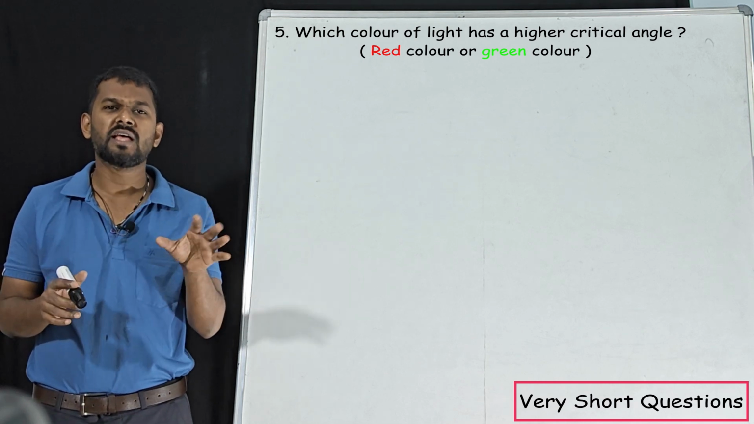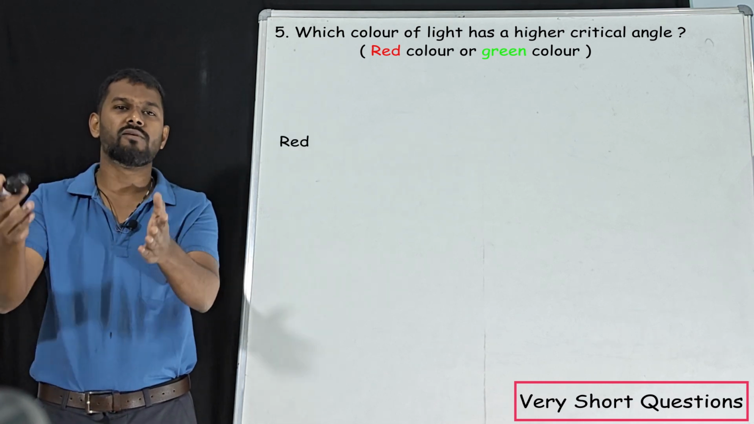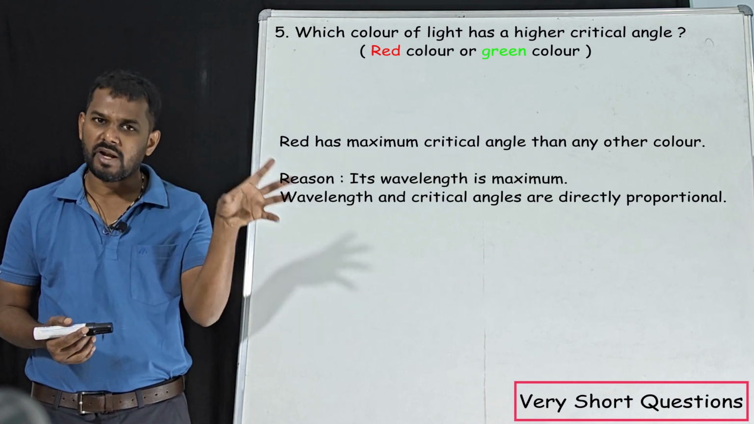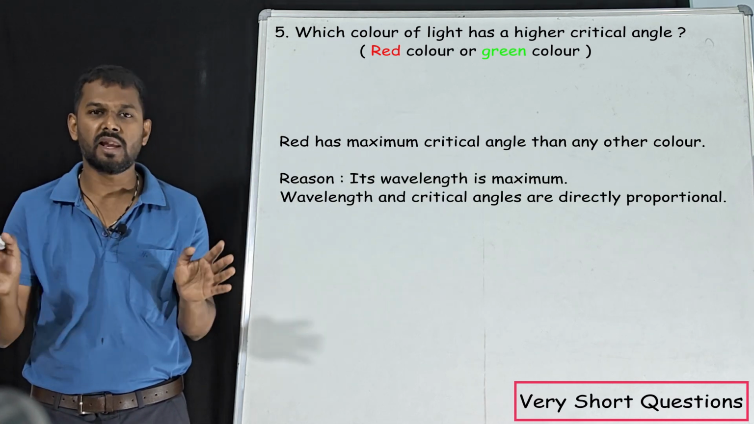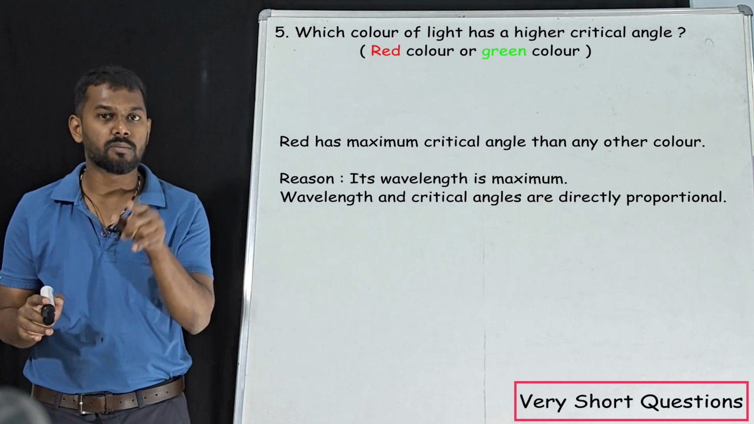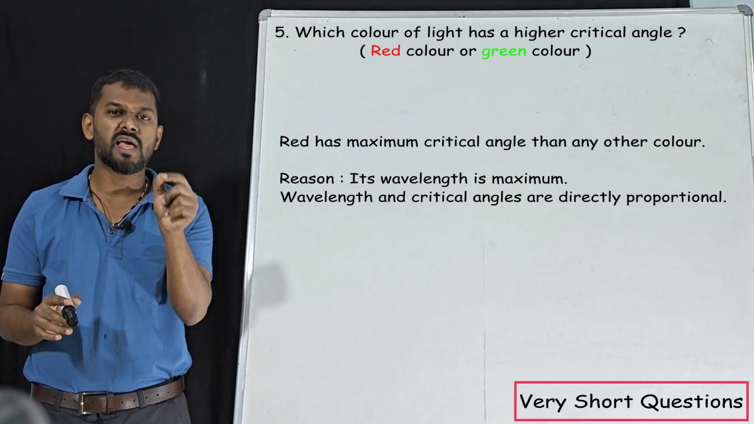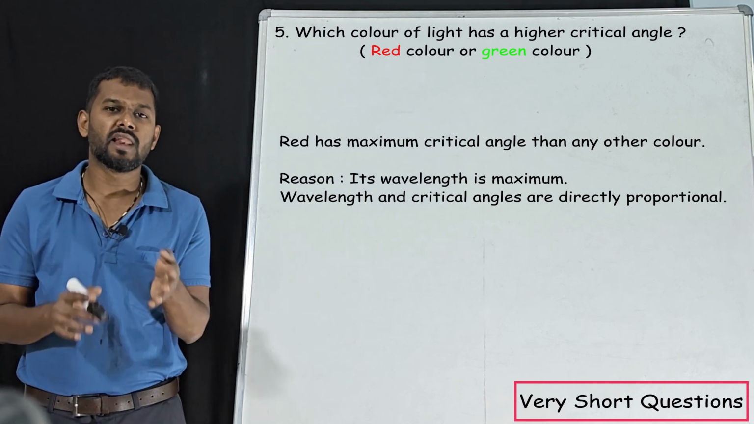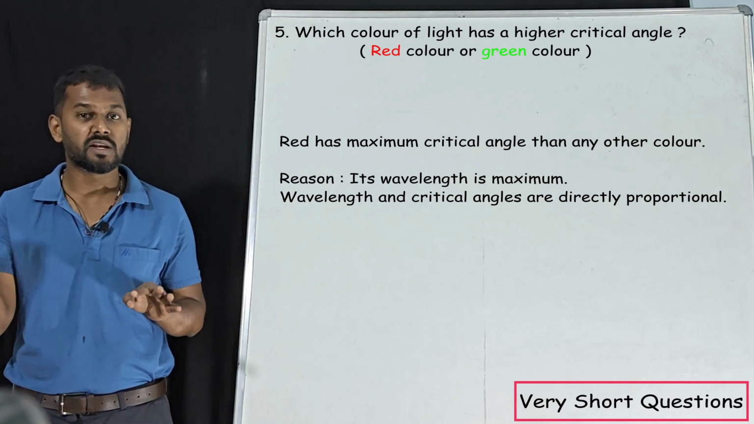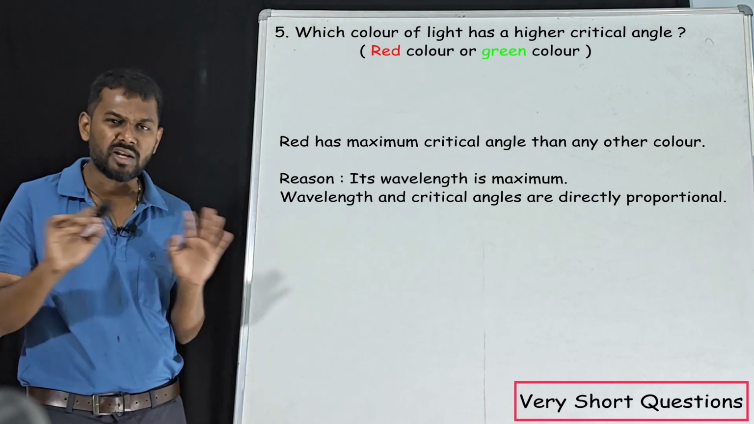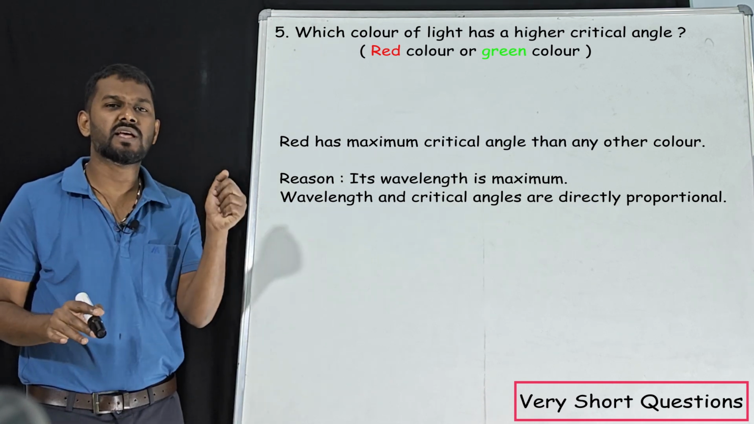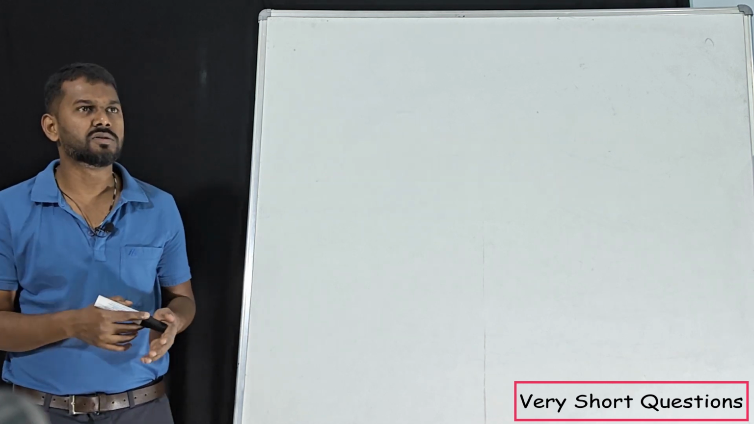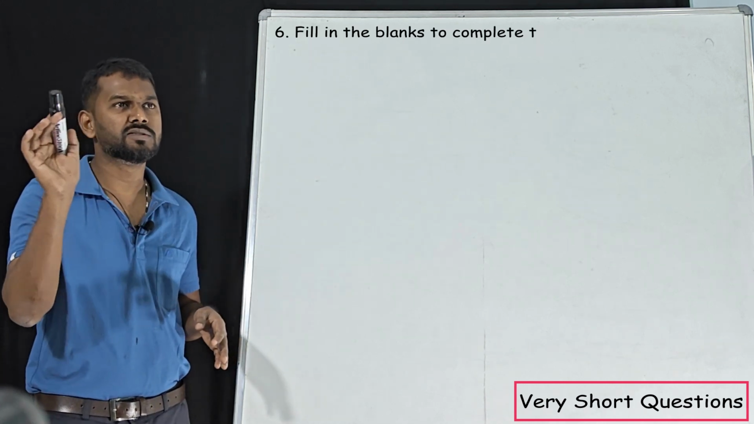We know red has the maximum wavelength. The more the wavelength, the more the critical angle. So whenever we compare any color with red, red has the maximum critical angle. If they ask for the reason, you can write: because red has maximum wavelength, and wavelength and critical angle are directly proportional. If they are not asking, you just have to write that red has a larger critical angle compared to green. For this question. Our next question: fill in the blanks to complete the following sentence.